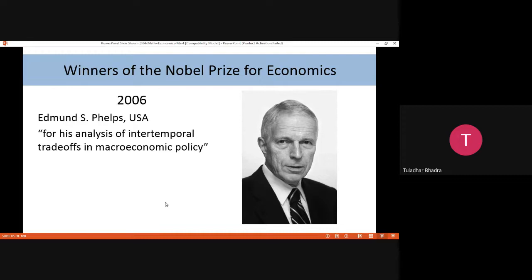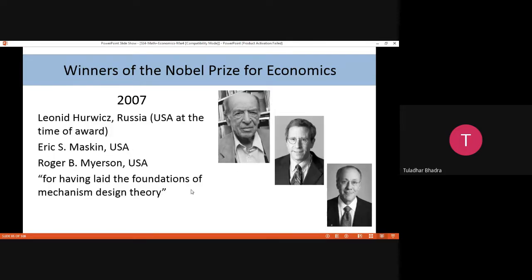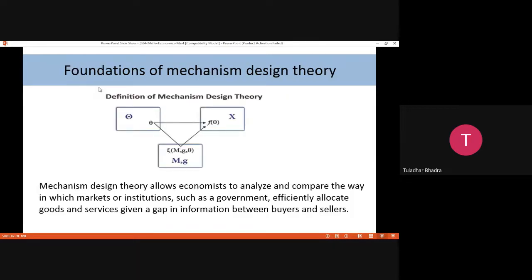In 2007, Leonid Hurwicz, who was Russian, a long time in the USA at the time of the award, and Eric Maskin, also USA, Roger Myerson from USA, who have laid the foundations of mechanism design theory. So this is the foundation of mechanism design theory. Mechanism design theory allows economists to analyze and compare the way in which markets or institutions such as a government efficiently allocate goods and services, given a gap in information between buyers and sellers.